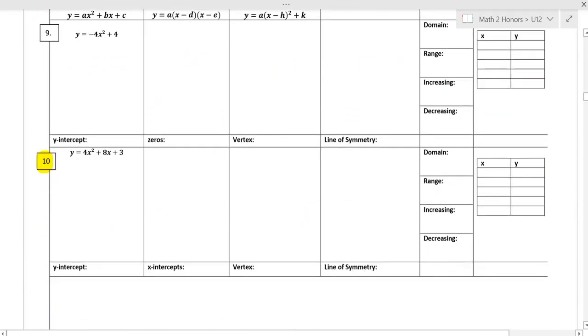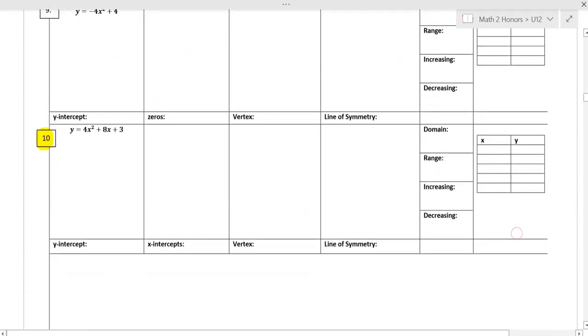Alright, next problem, number 10. In 10, we're given standard form, and that's it. And we have to find out everything else. So first of all, if I plug in 0 for x, I get 4 times 0 squared, which is 0. I get 8 times 0, which is 0. All that's left is that 3. So y is 3. So that's my y-intercept, (0, 3).